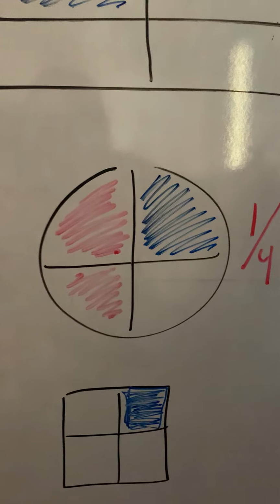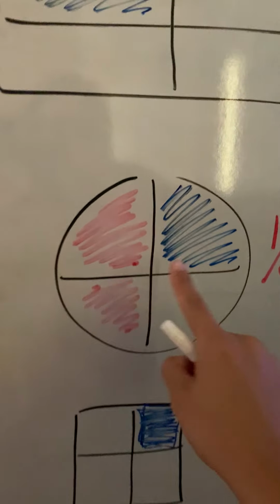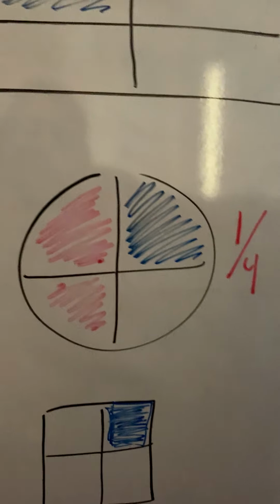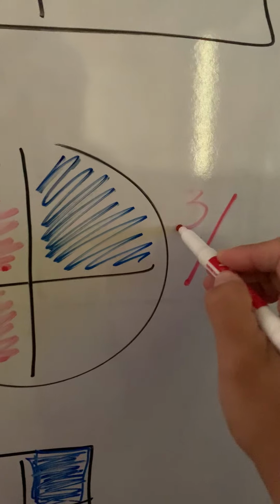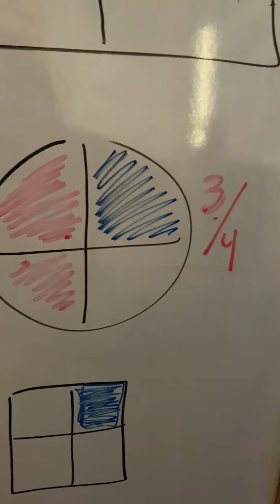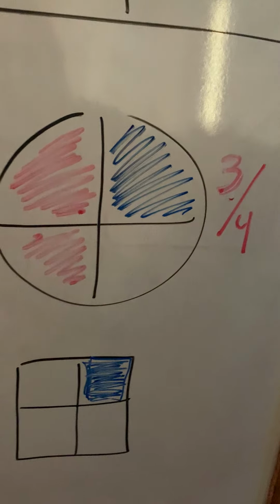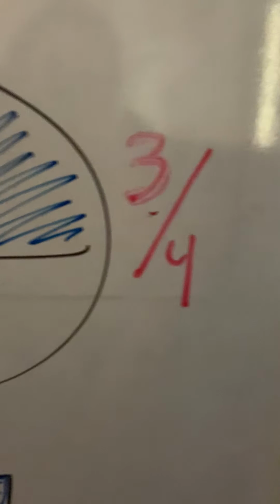that many? Well, now it's not 1 of the 4. Now it's 1, 2, 3 of the 4. And so now this is showing 3/4 instead of 1/4. It's 3/4 now. 1, 2, 3. So that's just a little bonus work.